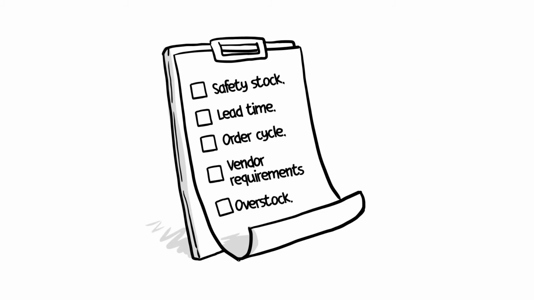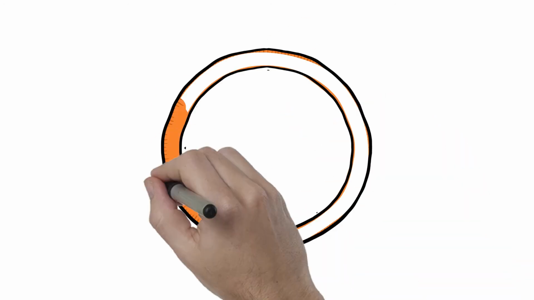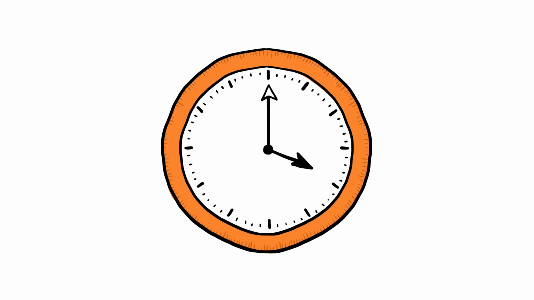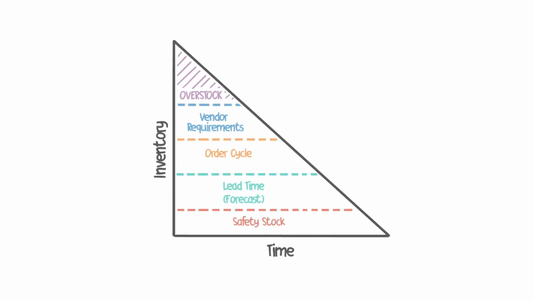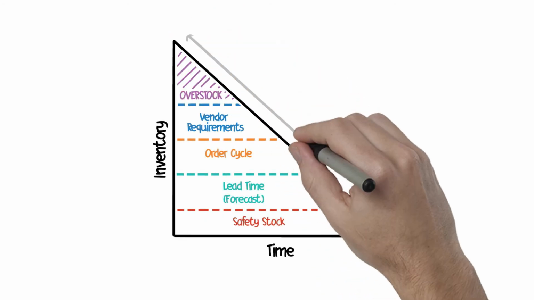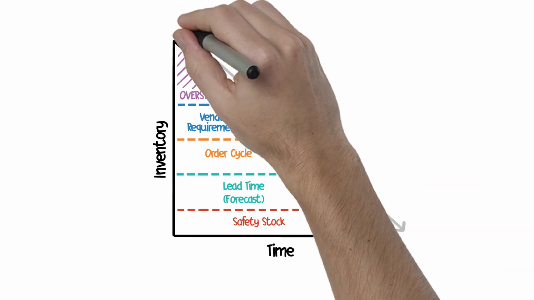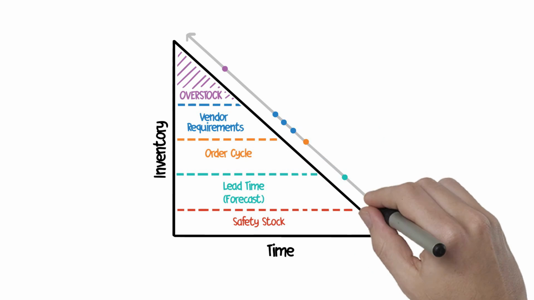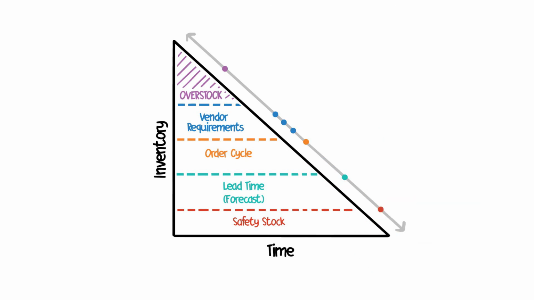So we have looked at the different pieces: safety stock, our cycle stock, which is lead time, order cycle, and vendor requirements, along with any overstock. This is how the system defines the range of our inventory position and where the balance stands at any point in time. This of course becomes much more complicated when looking at many SKUs on the same vendor, but it is an essential foundation to understand how and when suggested order quantities are calculated, which we will cover in the next video.